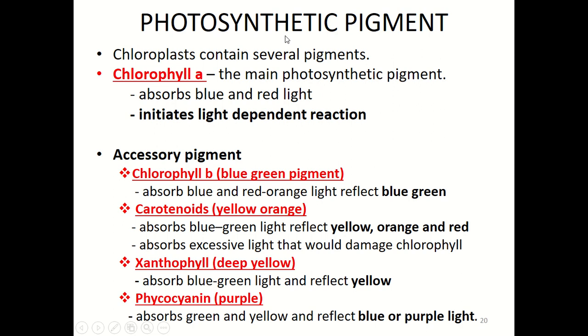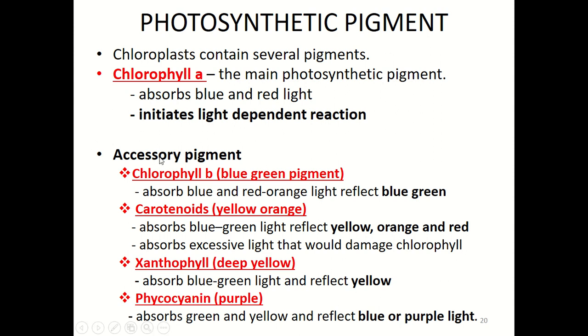And for photosynthetic pigments, we have five: chlorophyll A, chlorophyll B, carotenoid, xanthophyll, and phycocyanin. Chlorophyll A is the main photosynthetic pigment, which absorbs blue and red light, and it is responsible for initiating the light-dependent reaction. The light-dependent reaction is the first stage of photosynthesis.